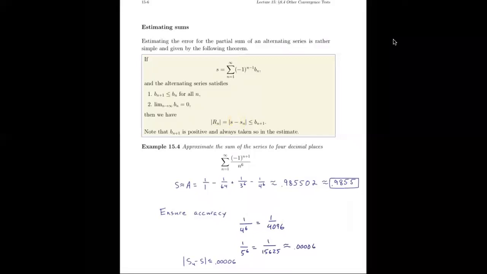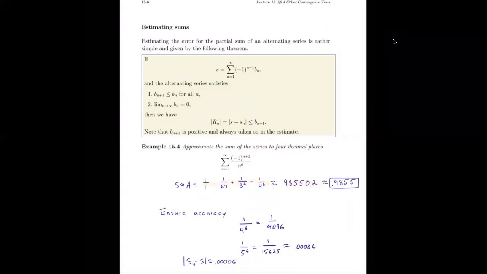Okay, so they tell us to approximate the sum of the series to 4 decimal places, and we have (-1)^(n+1) over n to the 6th. So I know ahead of time that this is going to work for the first 4 terms, and we can clip it off there. We have 0.985502. We can round that to 0.9855.